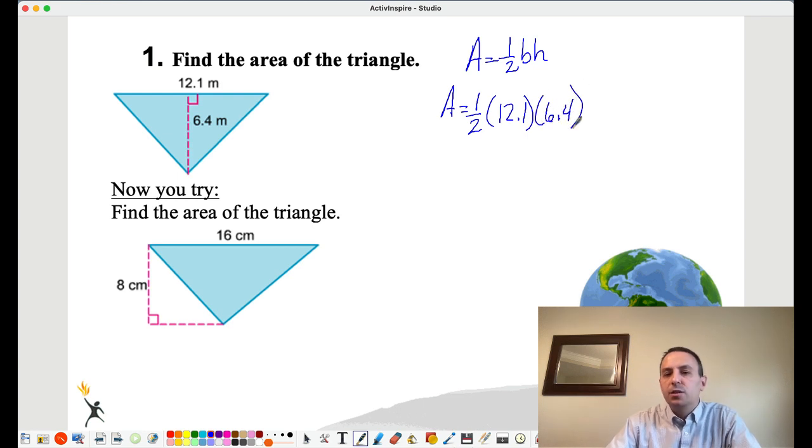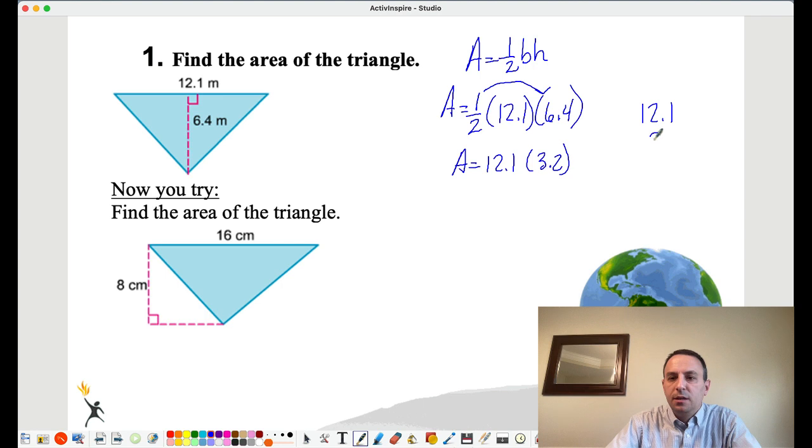Now, here's the really cool part about this. I don't have to go left to right. Since it's all now multiplication, I can use some math and think, okay, I can take half of 6.4 and say area equals 12.1 times 3.2. Makes it a little easier on my math. 12.1, 3.2.